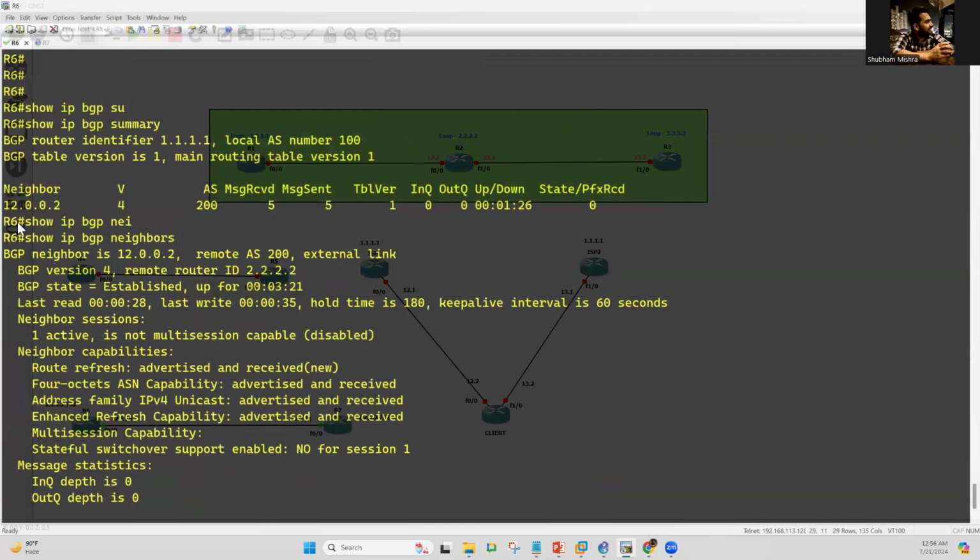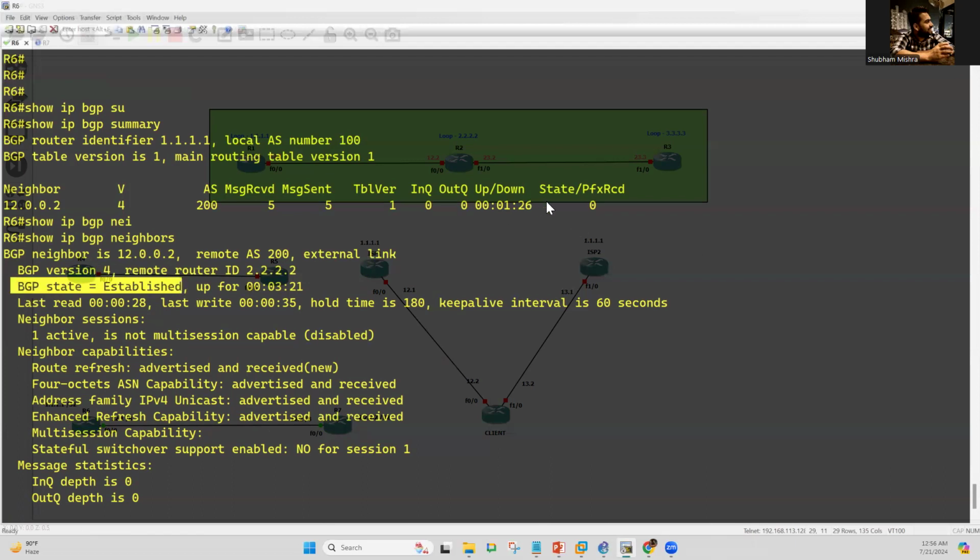See, BGP neighbor is this one, and external link. External link means on R6 we are using AS number 100, but on R7 we are using AS number 200. So both are in different AS, so that's the reason that is called eBGP. So that's the reason the link is an external link. What is the link, guys? External link.